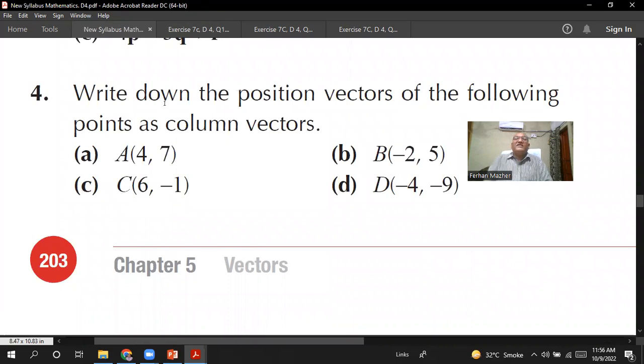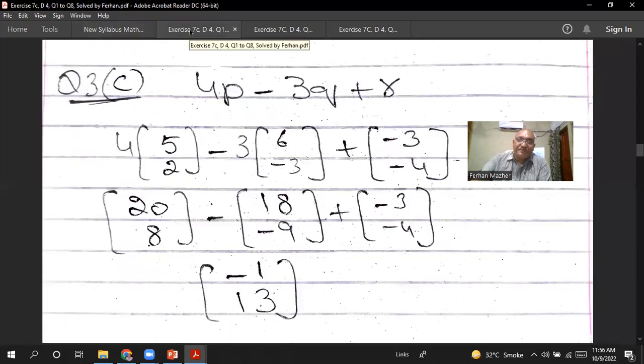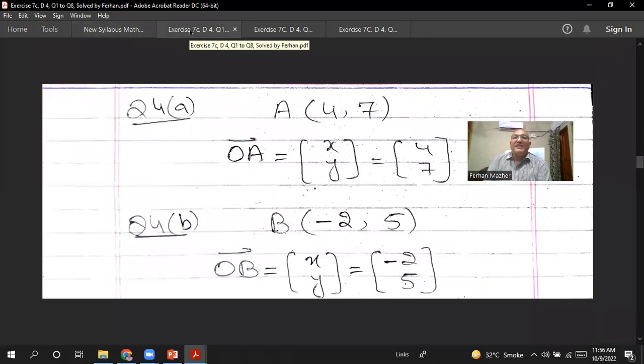Write down the position vectors of the following points as a column vector. You see, if you know the coordinates of a point, for example, the point A, its coordinates are given to you, so you can write the position vector of A. The position vector of A is represented with OA, and the coordinates are written in the column vector. Okay, so for example, let me show you. For example, the A point is 4, 7.